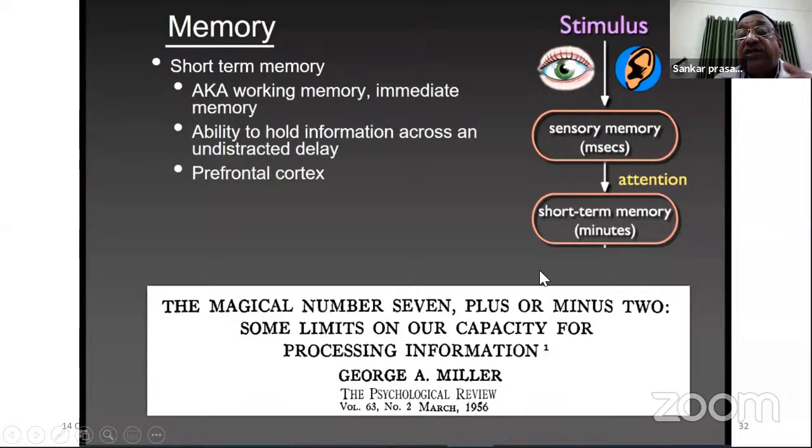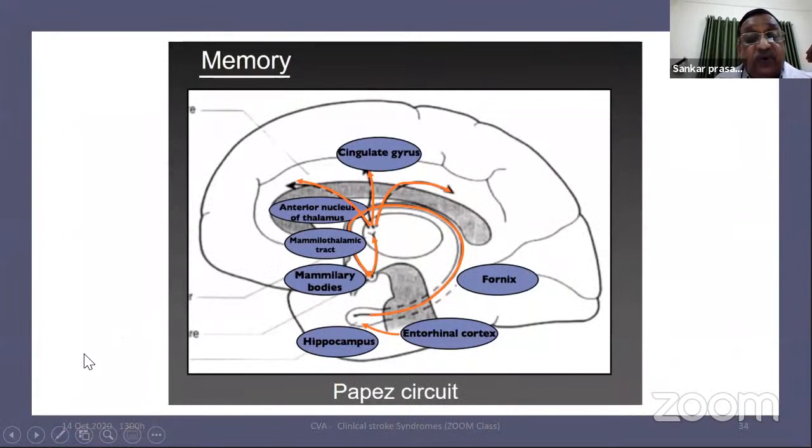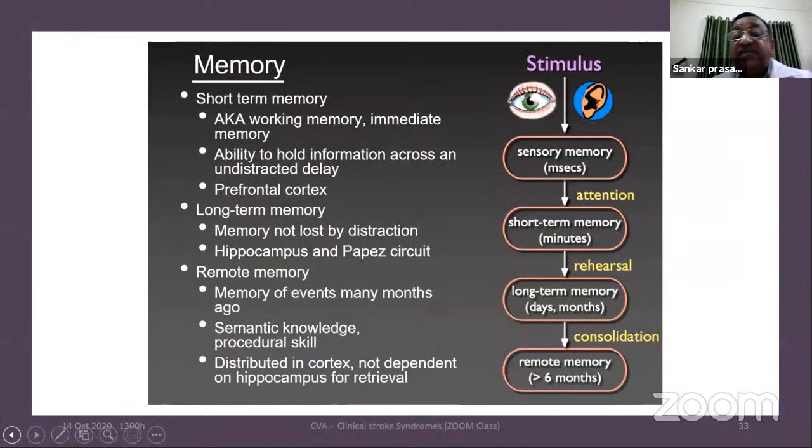This is the short term memory, which is in minutes, and if you don't rehearse it, then what happens? It becomes, then the second stage is long term memory, which you can hold for days and months. The memory not lost by distraction. Even if you are distracted, this memory is not lost, and this memory is because of hippocampus and Papez circuit.